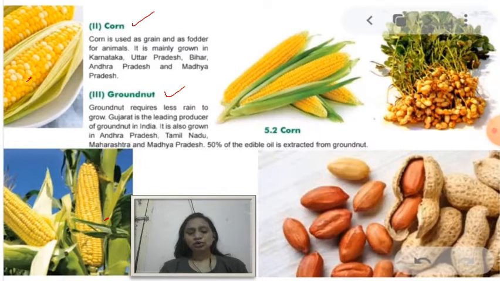Groundnut requires less rain to grow. Gujarat is a leading producer of groundnut in India. So सबसे ज़्यादा groundnut कहाँ होते हैं? That is in Gujarat. You can see here in the picture groundnut, okay. It is also grown in Andhra Pradesh, Tamil Nadu, Maharashtra and Madhya Pradesh. 50% of the edible oil is extracted from groundnut. और groundnut की जो भी farming होती है उसमें से उसका 50% यूज क्या हो जाता है? To extract the oil out of it. क्योंकि ये सारे जो states हैं like महाराष्ट्र, मध्य प्रदेश, आंध्र प्रदेश and Gujarat, mainly people consume groundnut oil as an edible oil. Okay.